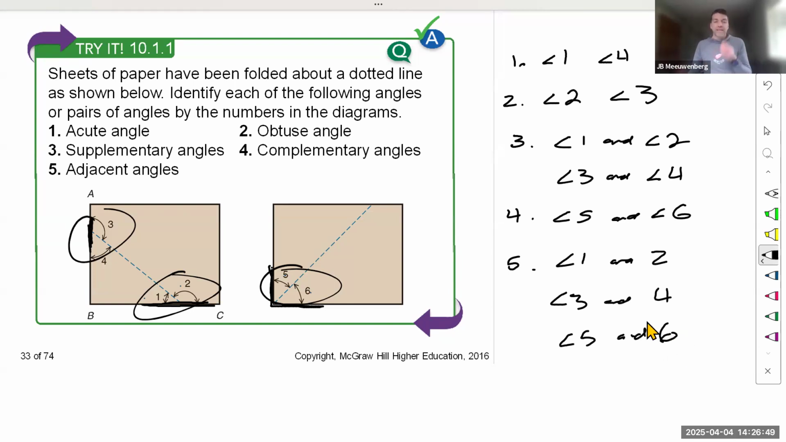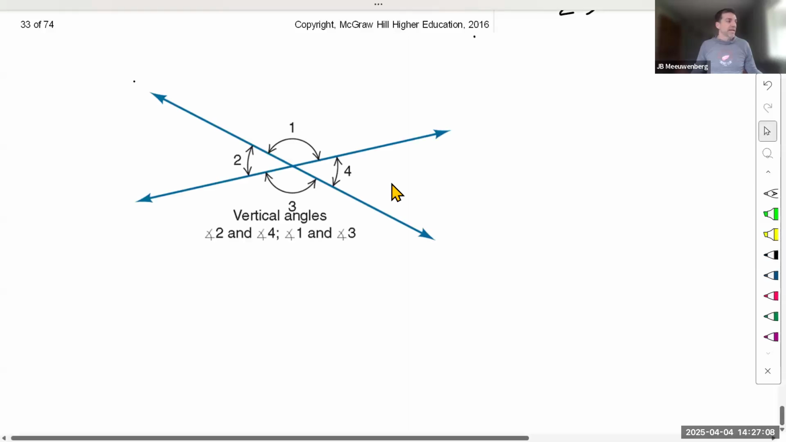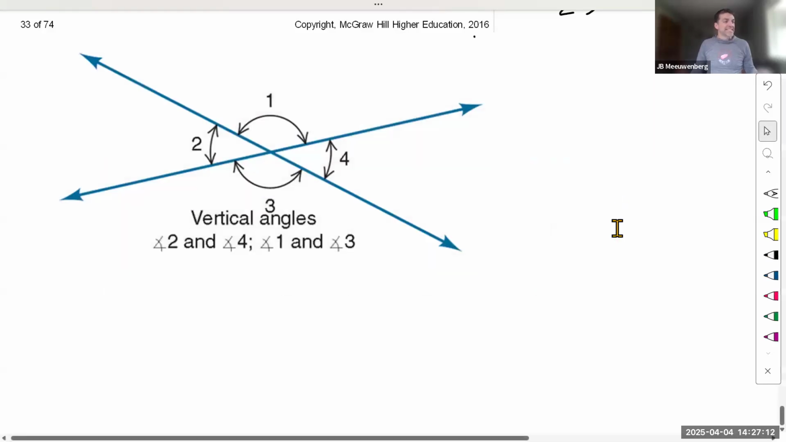So hopefully that task helped you start to see how to examine a geometric figure. Now let's move into the next part of these different types of angles, when we have lines that are going to intersect. So here's a drawing, and take a moment and just examine it. We'll talk about what each of these things represent.